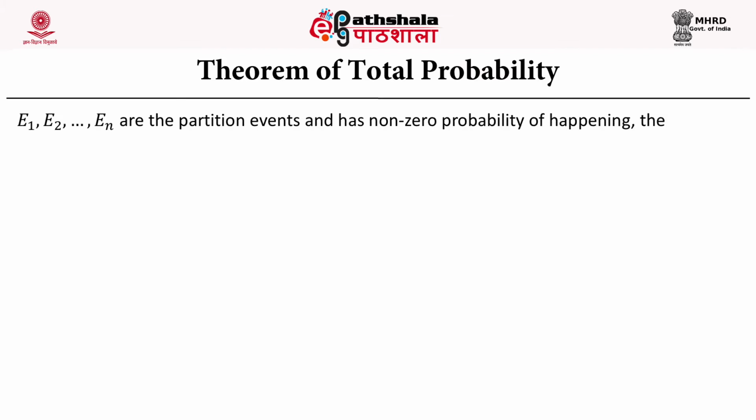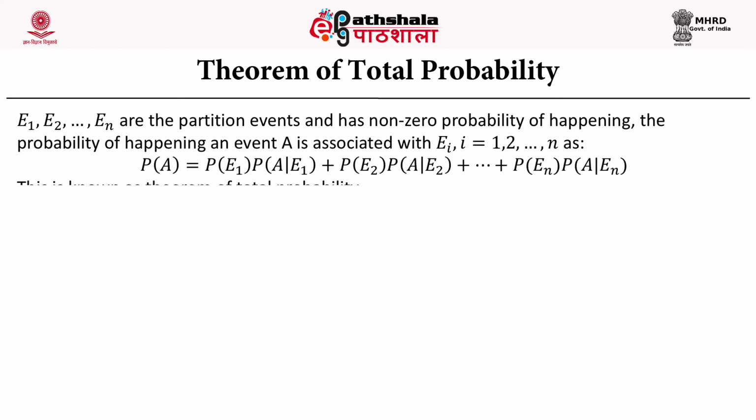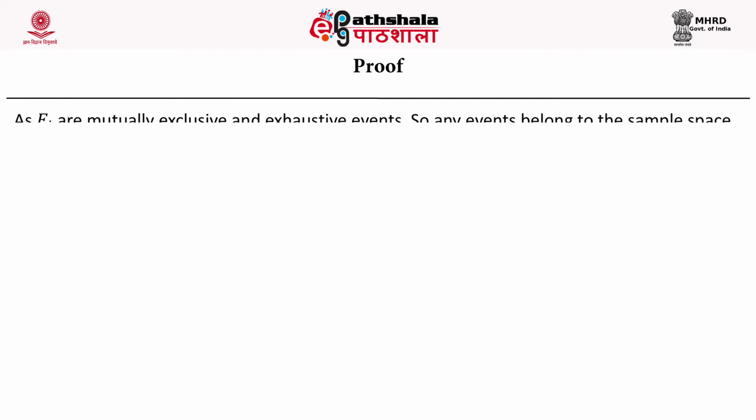So first is the theorem of total probability. E1, E2, En are the partition events and hence have non-zero probability of happening. The probability of an event A happening, associated with Ei, where i varies from 1 to n, is: probability of A is equal to probability of E1 into probability of A given E1, plus probability of E2 into probability of A given E2, plus so on, probability of En into probability of A given En. This is known as the theorem of total probability. So here we give you the proof of this theorem.